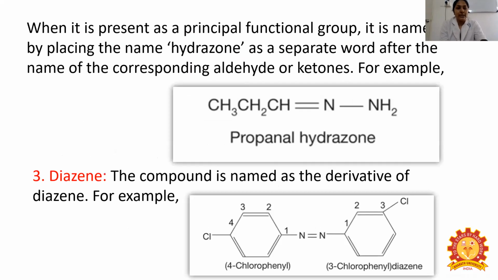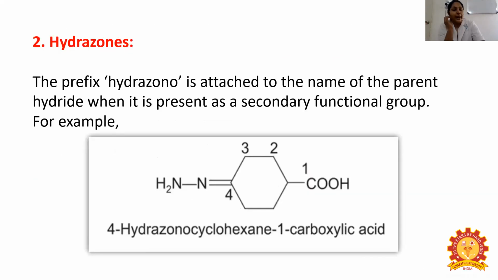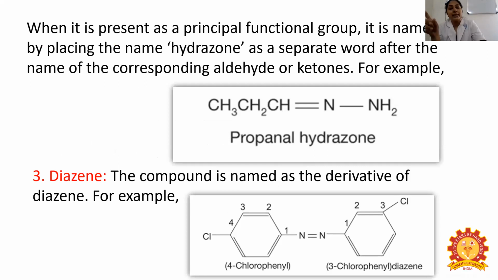So we are going to see the same, that is, hydrazono. From hydrazones I'll explain. The prefix hydrazono is attached to the name of the parent hydride when it is present as a secondary functional group. For example, H2N double bond: when N is before the amino group, it is said to be the hydrazono. When N comes after the amino group, it's said to be the hydrazone. So CH3, CH2, CH double bond N, N, NH2. So propanal, that is 3 carbon atoms, propanal hydrazone.